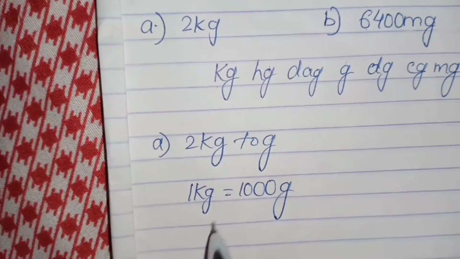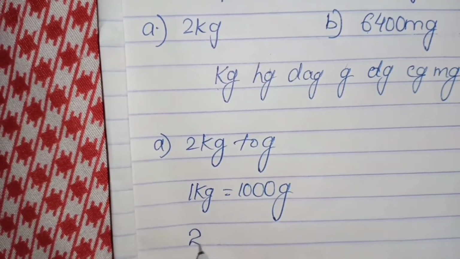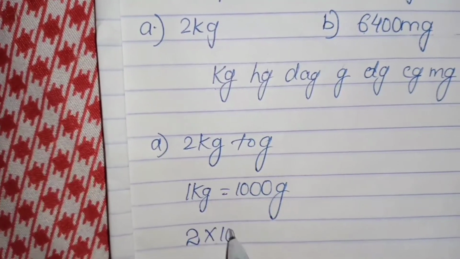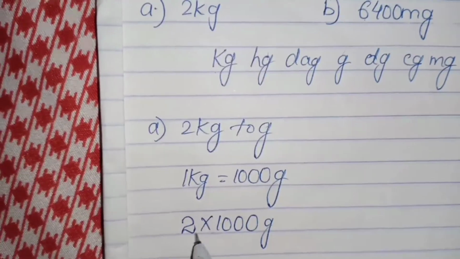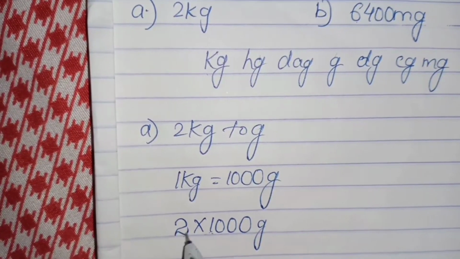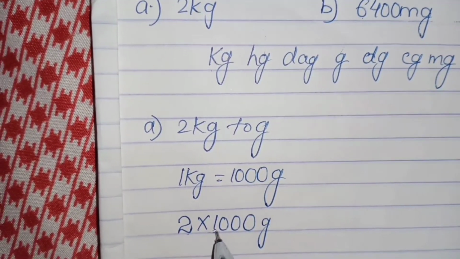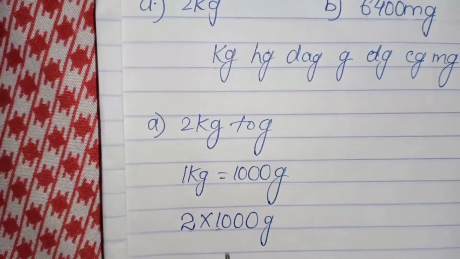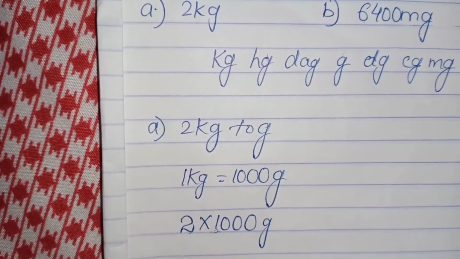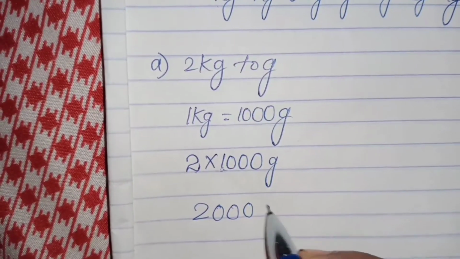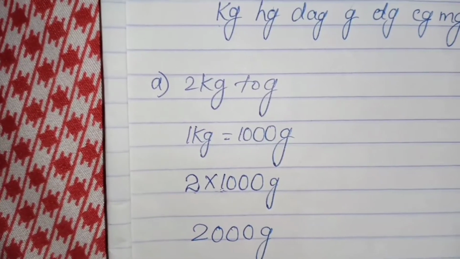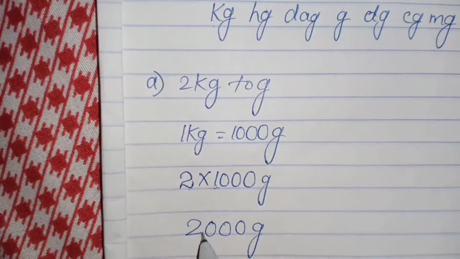So what do you have to do? 2 kg to gram, 2 into 1000 gram. Now 2 into 1000, it's very easy, no? Easy multiplication. 2 ones are 2, and how many zeros are there? 1, 2, 3 zeros are there. And what will you write here? Gram. So how much is it? 2000 gram. You can put a comma also.